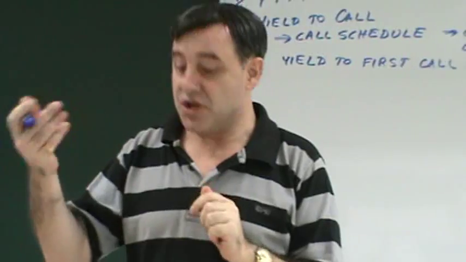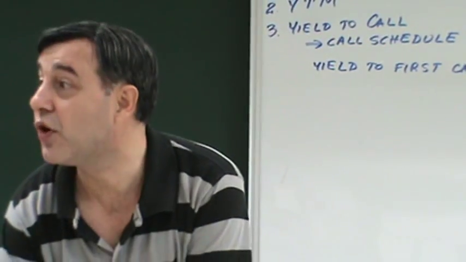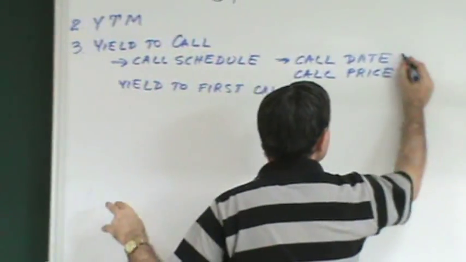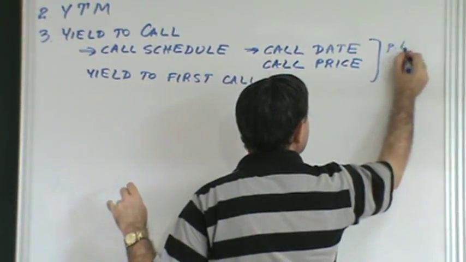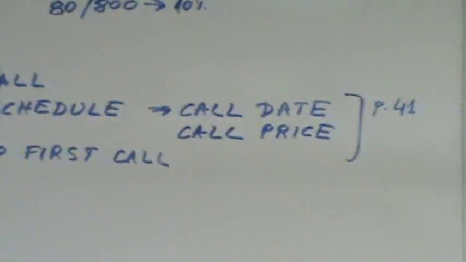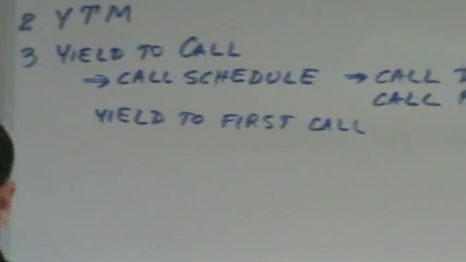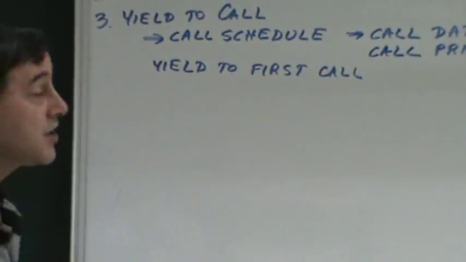Then you have yield. Everything is on page 41. Are you following on page 41? So this is page 41. Now continuing on page 41. Yield to next call.